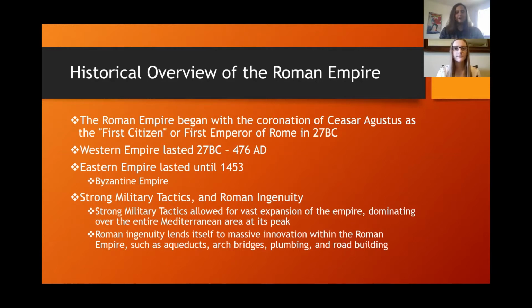Now, the Roman Empire lasted long mostly because of two reasons: their strong military tactics and Roman ingenuity. Strong military tactics allowed for vast expansion of the empire, dominating the entire Mediterranean area at its peak in 117 AD under the Roman Emperor Trajan, during the Pax Romana, or the Roman peace.